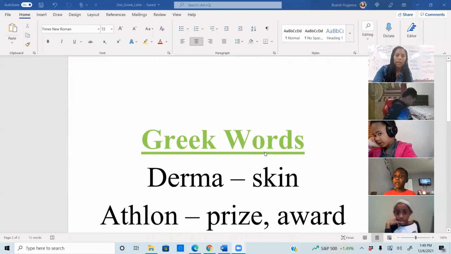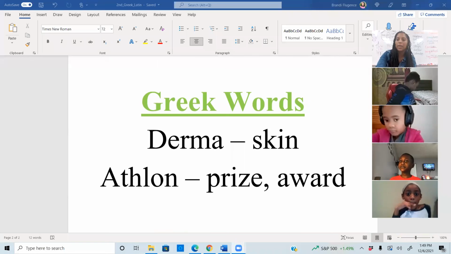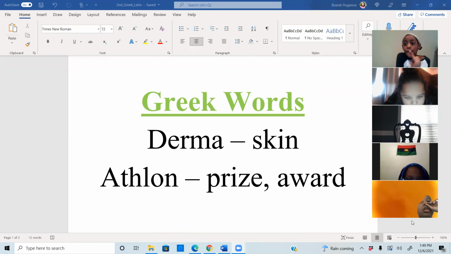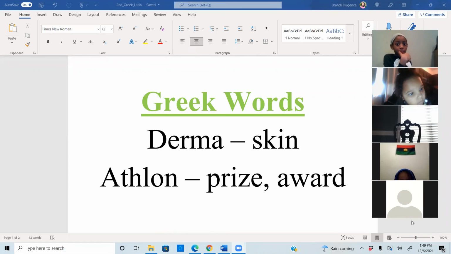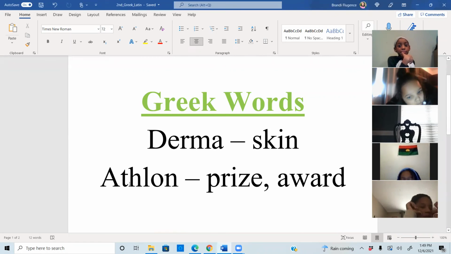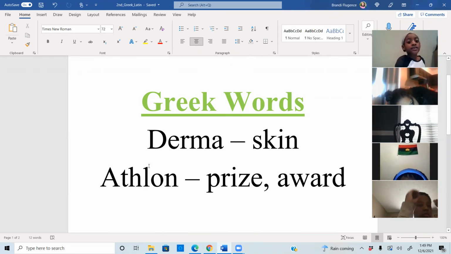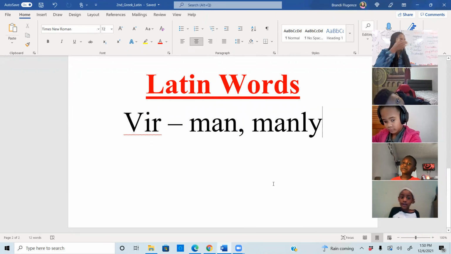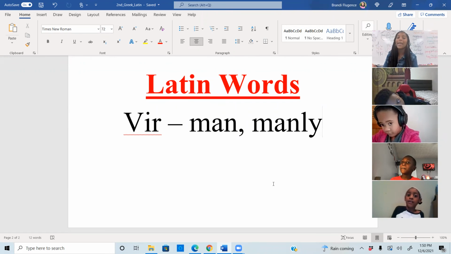All right, here are your Greek words for this week. Your first Greek word is derma. D-E-R-M-A, derma, and it means skin. Like when we learned about the skin, remember the filling? We learned dermis and epidermis. Those are words that come from derma. And then athlon, A-T-H-L-O-N, athlon, and it means prize or award. And then you have your Latin word vir, V-I-R, vir, and it means man or manly.